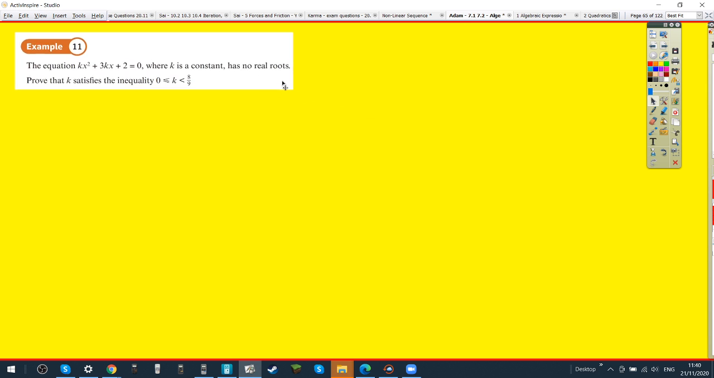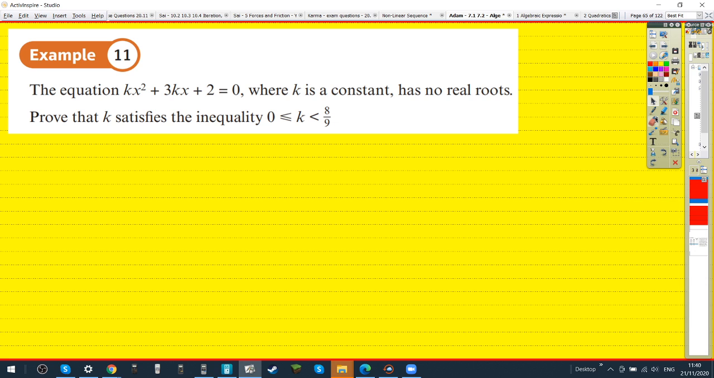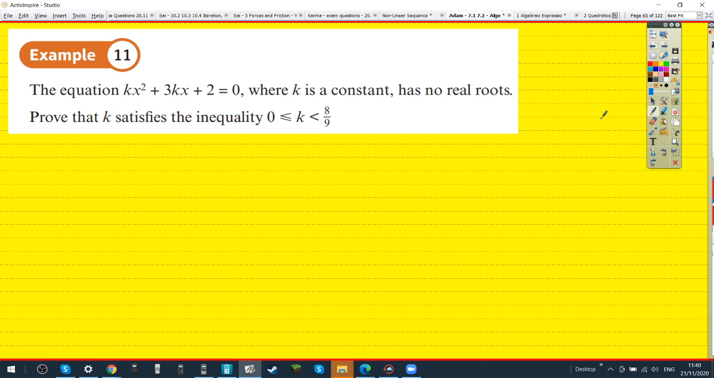How do we do this? So we know that k is between 0 and 8 over 2. Gotta prove it though. No real roots.